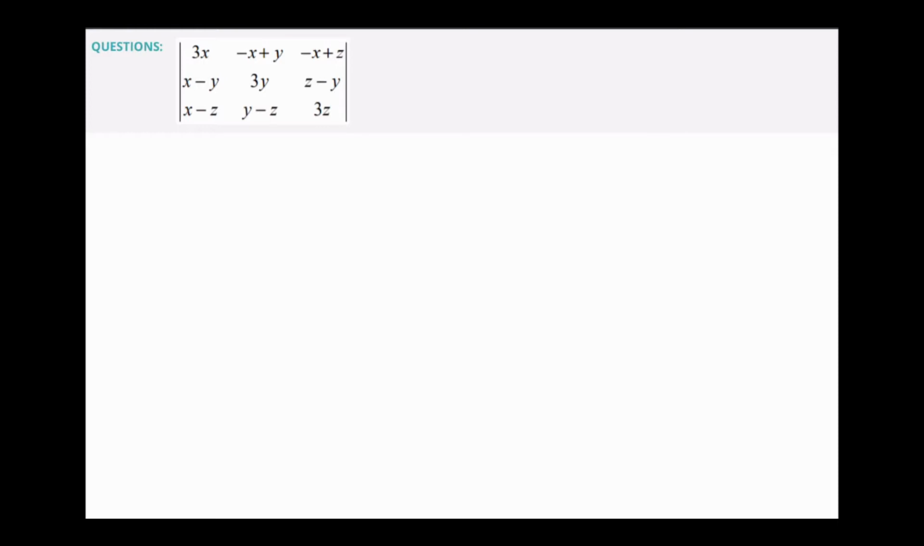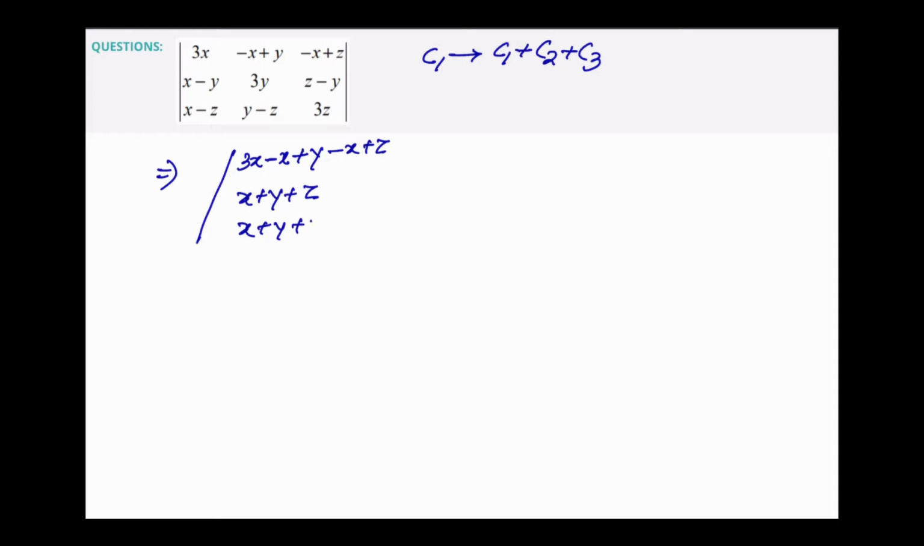So first what we are doing: column 1 is equal to column 1 plus column 2 plus column 3. So what you have done is 3x minus x plus y minus x plus z. I'm just showing it for the first one; the rest you understood. Again, it will be x plus y plus z. Now this is the same: x plus y minus 3y, y minus z, minus x plus z, z minus y, and 3z.